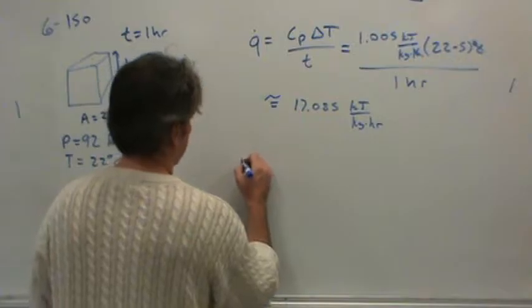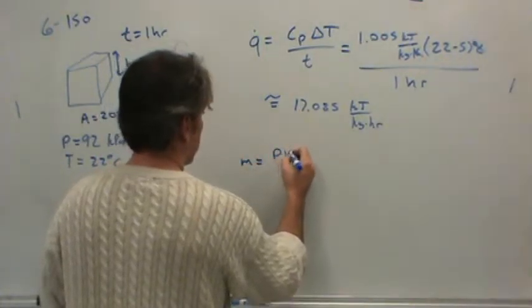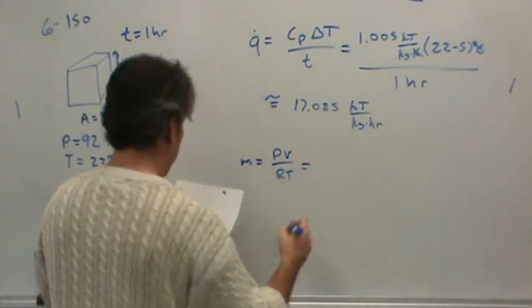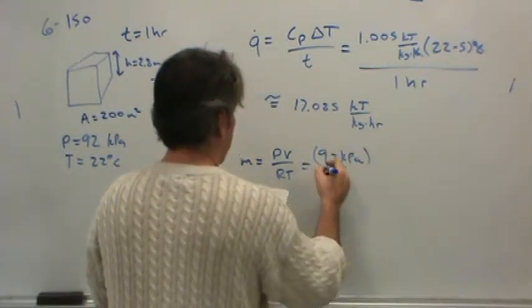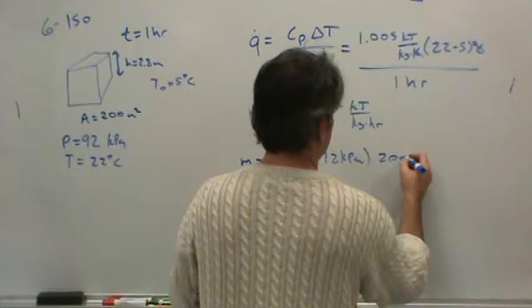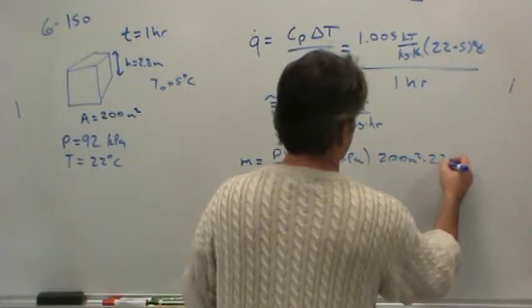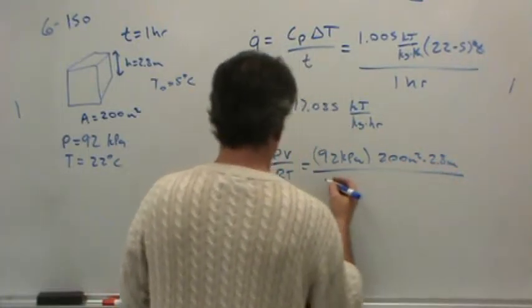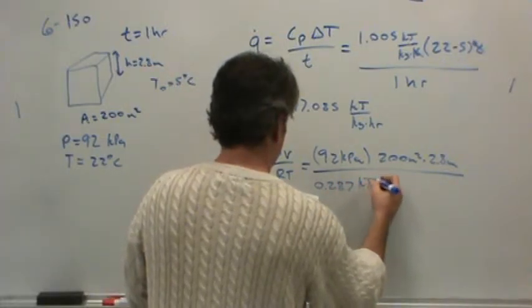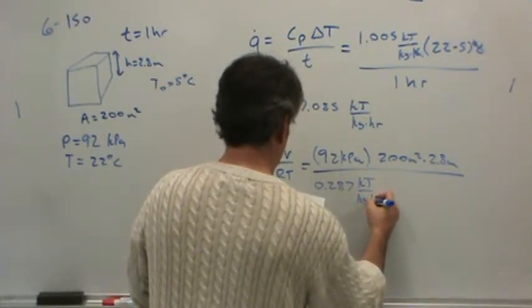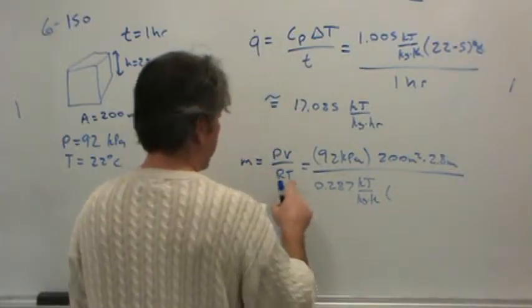By the way, how much mass is there? Well, there's PV over RT, amount of mass, so 92 kilopascals multiplied by a volume of 200 square meters times 2.8 meters of height, divided by the gas constant for air, 0.287 kilojoules per kilogram per Kelvin, multiplied by the temperature.